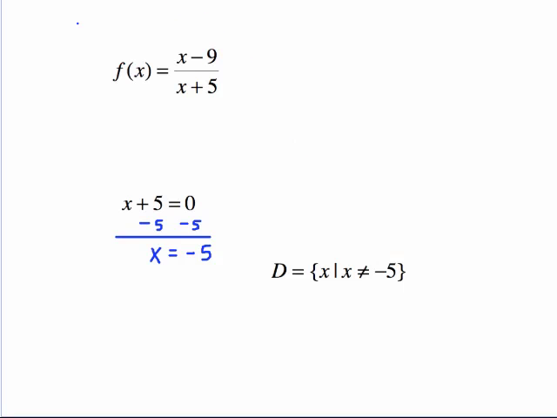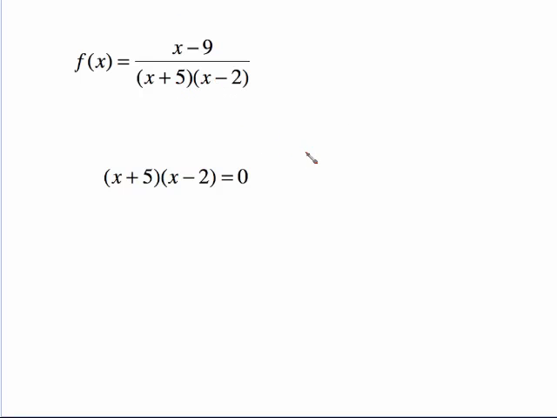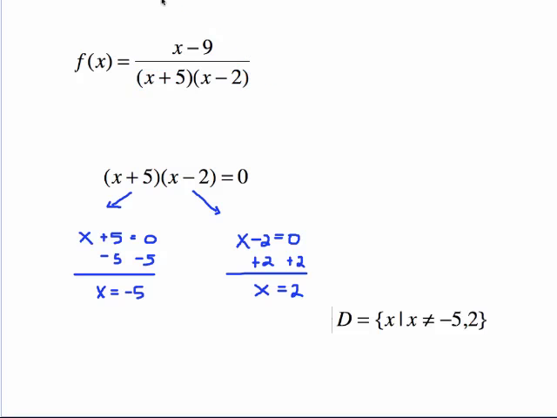You may have 2 factors in the denominator, and that's okay. We're going to set the whole denominator equal to 0, which I have right here. And because this is 2 factors multiplied together equal to 0, we're using the zero products property. So we set this one equal to 0, we set this one equal to 0, and then solve each of those simple equations. We get x equal to negative 5 on this one, x equal to 2 right here. So my domain is all x such that x is not allowed to equal negative 5 or 2.